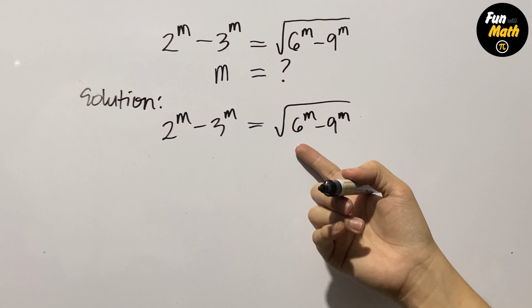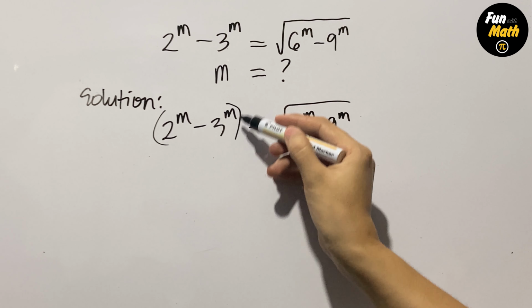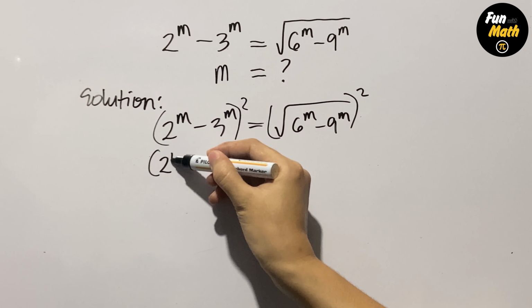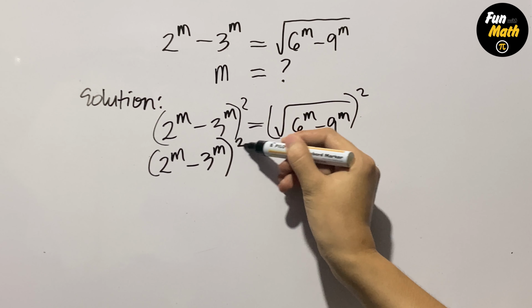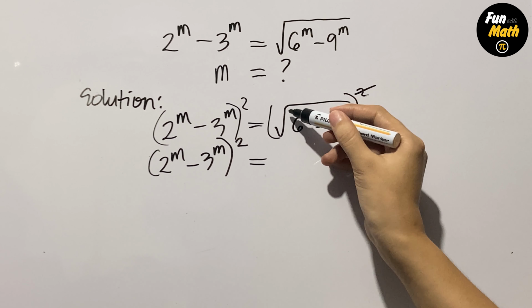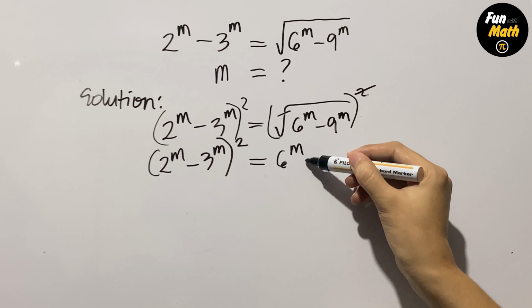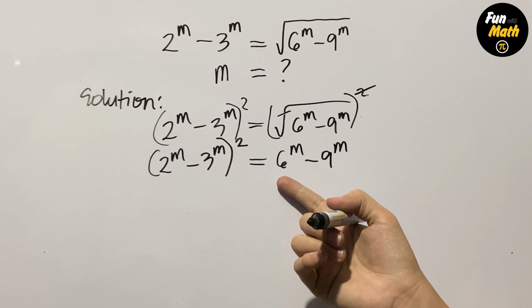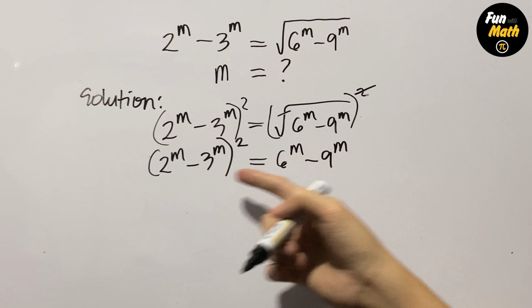Now, for this, we are going to remove the square root by putting a squared on both sides. So this is (2 to the power of m minus 3 to the power of m) whole to the power of 2 equals, this will be cancelled, the squared and the radical. So that is 6 to the power of m minus 9 to the power of m. Next, we are going to expand 6 and 9 by taking the factors.